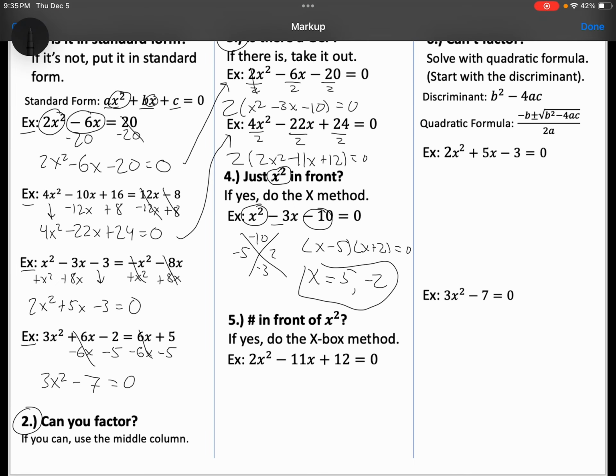But for the other one, when I took out this greatest common factor, we still had 2x squared as our first term. So we had a number in front of that x squared. We had 2x squared, not just x squared. So for this one, we would need the x and also the box.